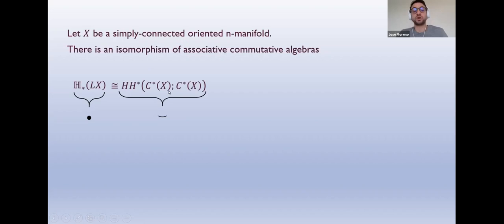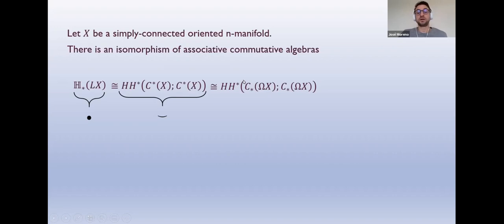So this is one way of computing this thing. Now, I can also show that you can use a different DGA for computing this Hochschild cohomology. You can take the chains in the loop space of X, which as you know is a DGA when you take the Moore loops. And this is another way of computing this thing.